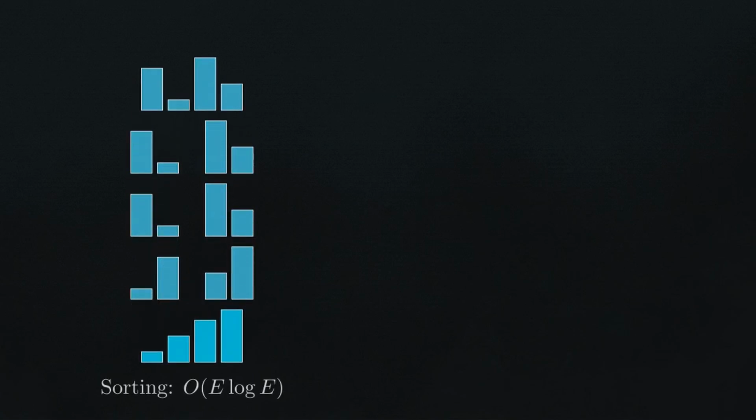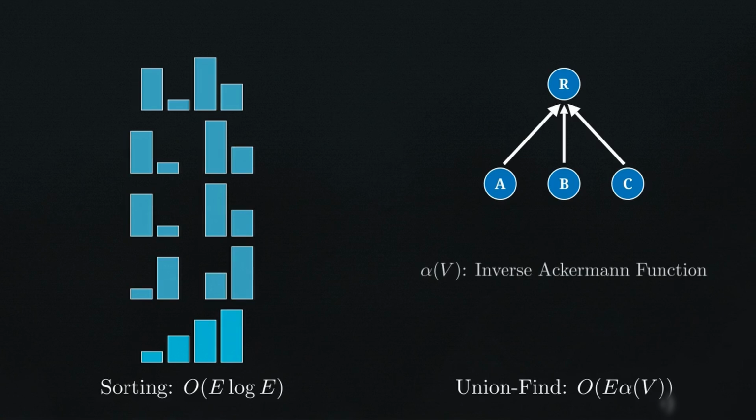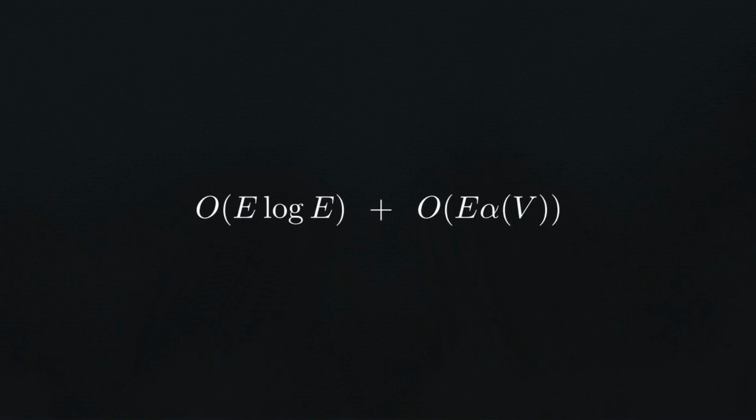The first step requires sorting all available edges. Efficient sorting algorithms complete this task in O of E log E time. The second step processes every edge using union find cycle detection. This requires O of E times alpha V time. Alpha V is the inverse Ackermann function. Its growth rate is so slow it functions as near constant time.